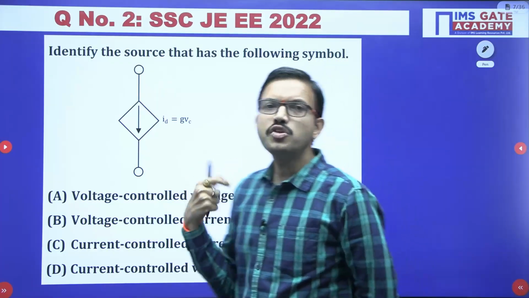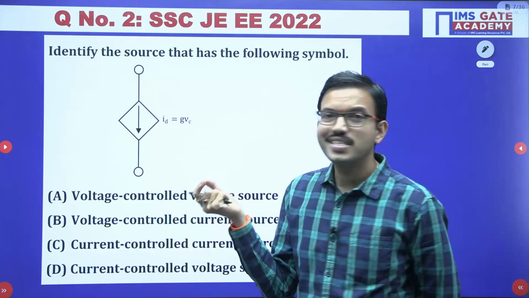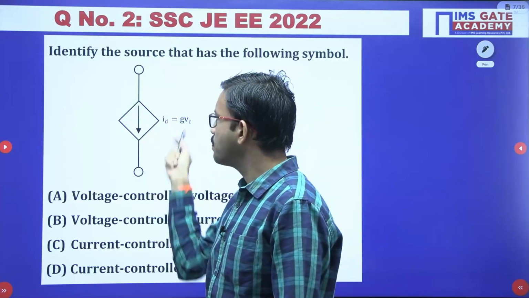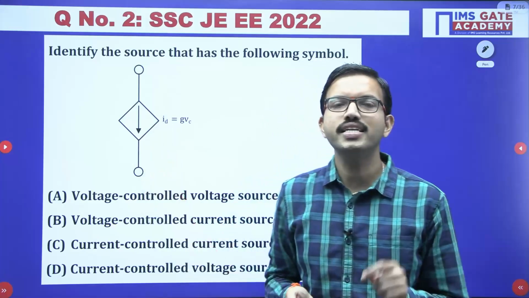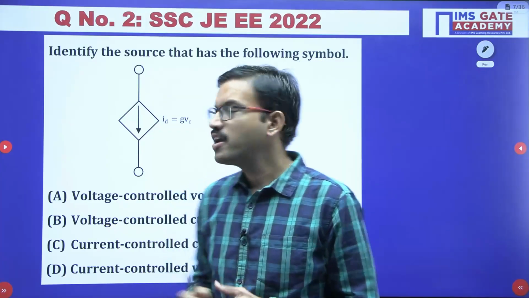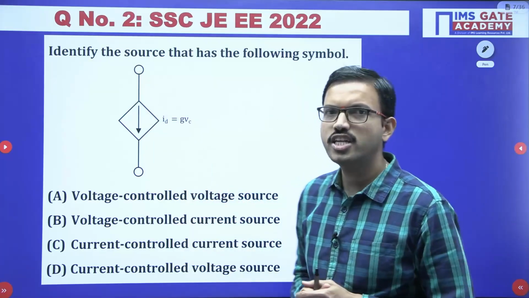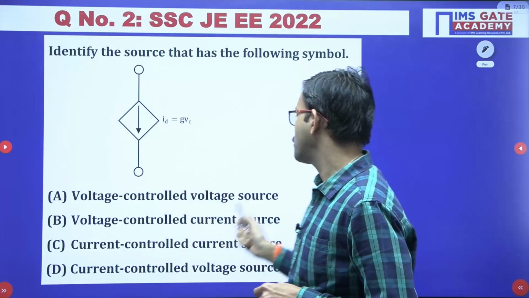See, how to identify whether the given source is dependent or independent. First and foremost, whenever the source is represented with the circle symbol, it indicates an independent source. Whenever the source is represented with the diamond symbol or rhombus shape, that indicates a dependent source.